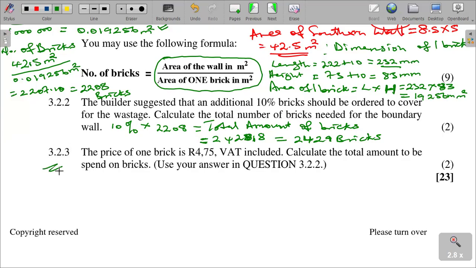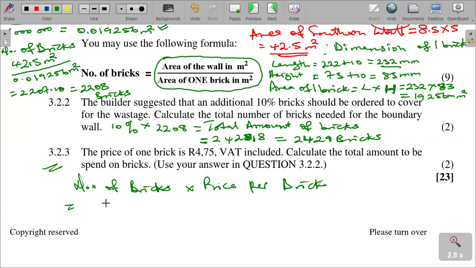Maybe let's just go to the next question. It's saying the price of one brick is 4 rand, VAT included. Calculate the total amount spent on bricks. Obviously, we are saying number of bricks multiplied by the price per brick.